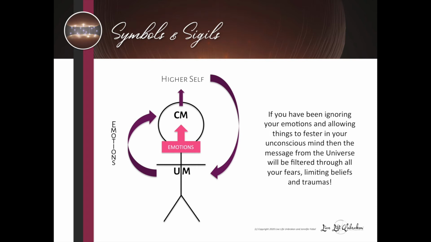So if it's being filtered through fear, then it's going to create a sensation of fear. If it's being filtered through opportunity and choice, then it's going to create feelings of opportunity and choice. And so knowing how to use that language, how to speak your unconscious mind's language, is akin to learning to speak the language of the universe. And that's how we come to symbols.